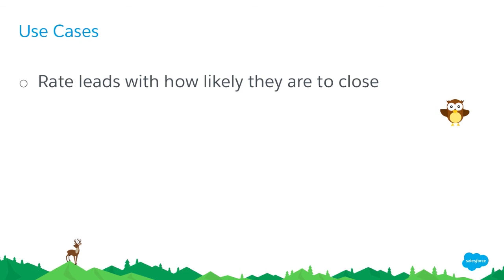So let's talk about some use cases. Where would we use this? We're at a Salesforce conference, so CRM data is near to many of us. Here's an example of what we could use machine learning for: to rate leads with how likely they are to close. Let's think about that for a little bit. If we needed to do this without a machine, we'd have to look back at historical data.